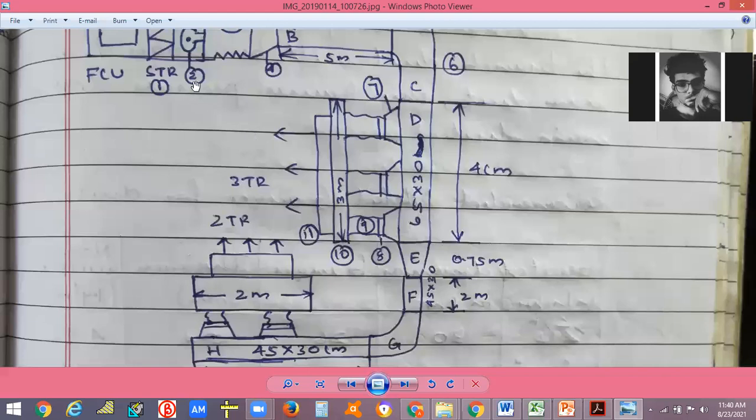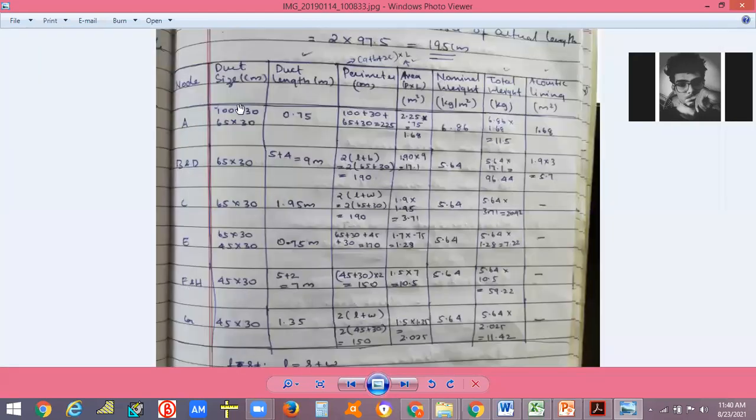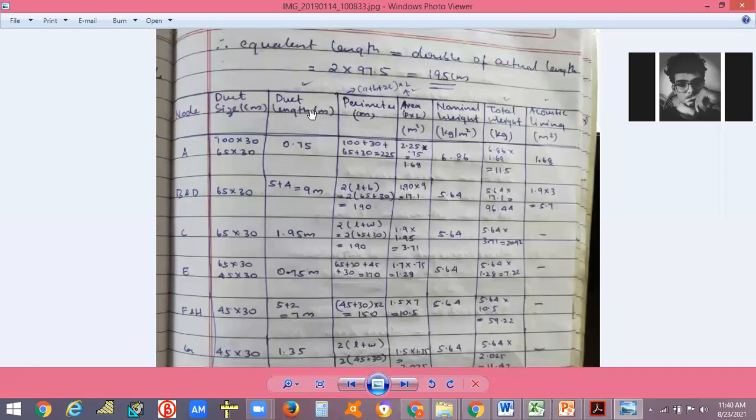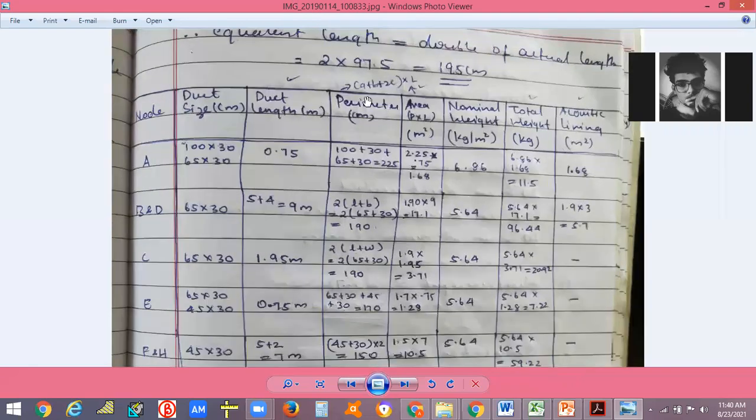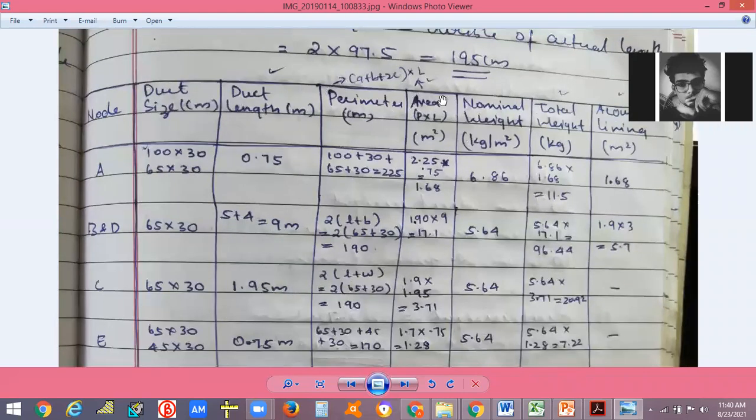So in the first column, node. Second, duct size. Third, duct length. Then perimeter in centimeter. Then area in meter square. Then nominal weight. Then total weight. Then acoustic lining. So first we are going to see node A.